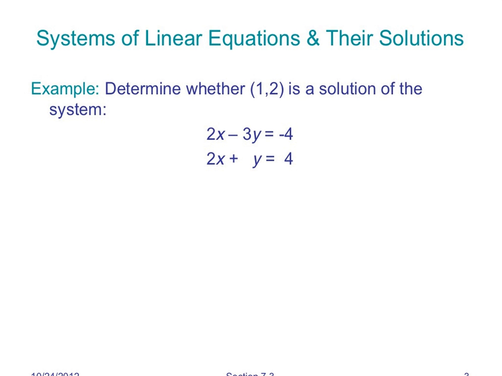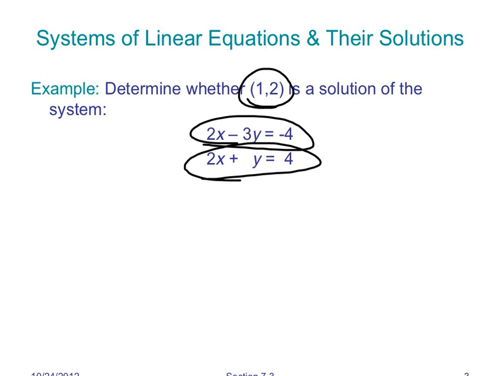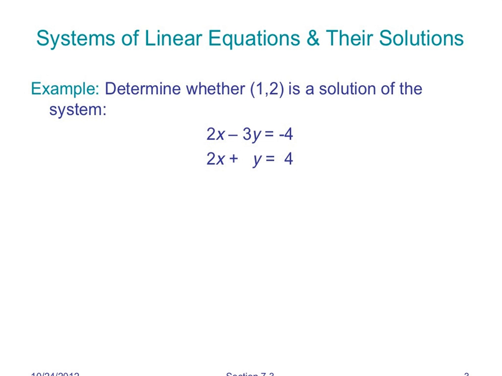Determine whether the point 1, 2 is a solution of the system. To figure out if this is a solution to the system, it has to be a point on this line, and it also has to be a point on this line right here. In other words, if I plug in the point 1, 2, it has to satisfy both equations. So I'm going to do that.